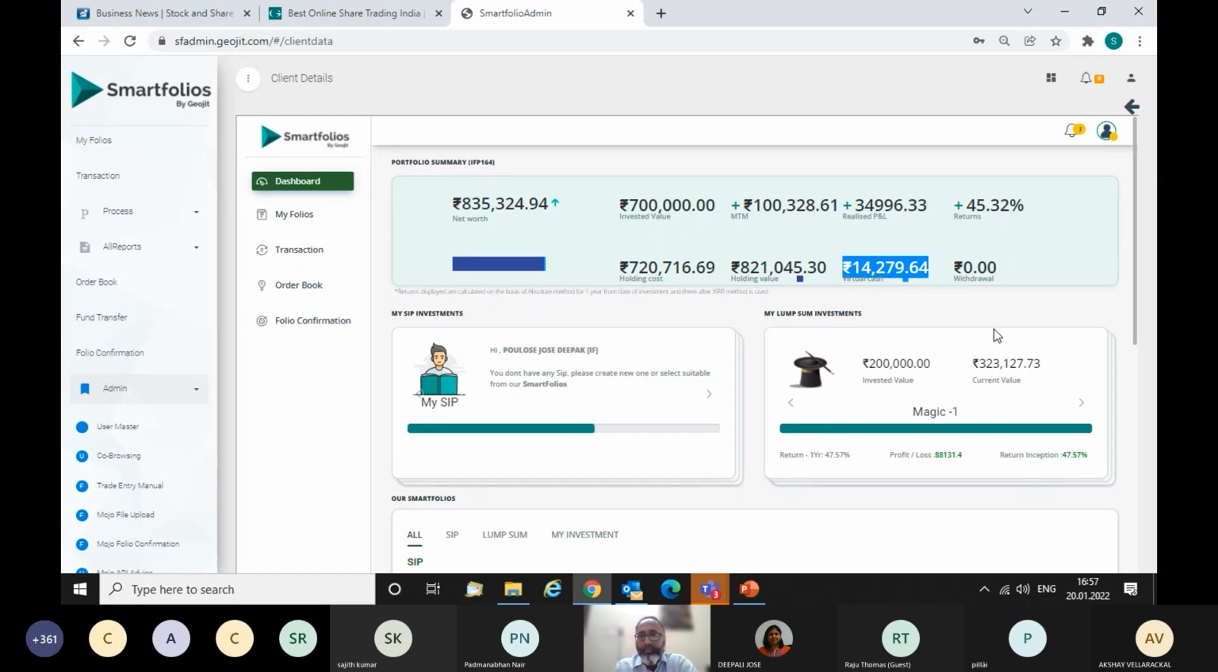It could have been debited as DIS charges, any number of reasons. But this is the actual cash remaining as per Smartfolios, and this is what you should ensure is there in your trading account also.